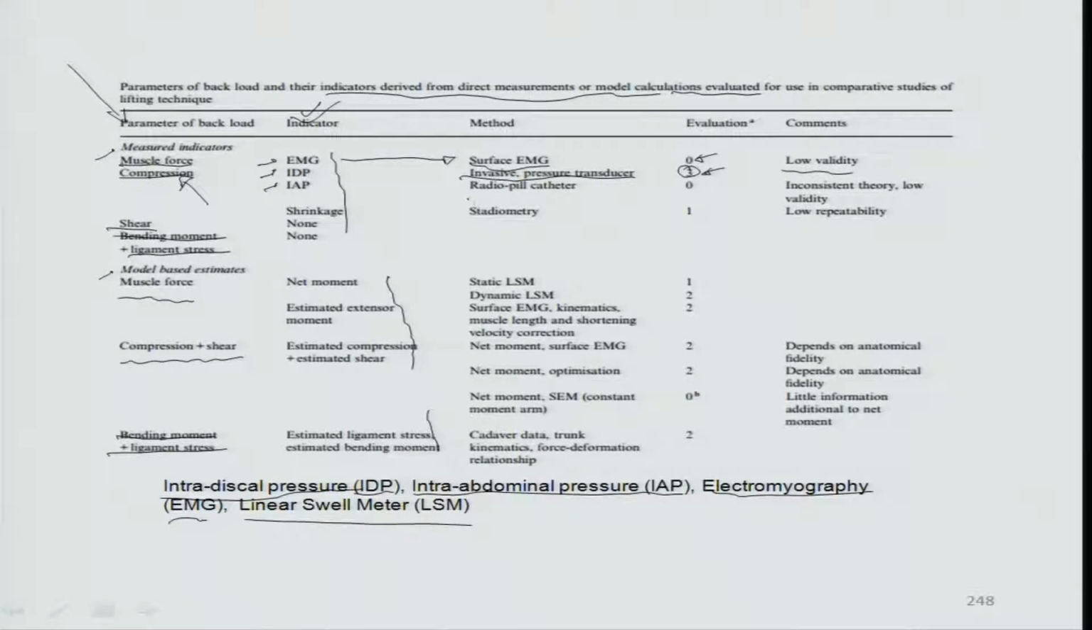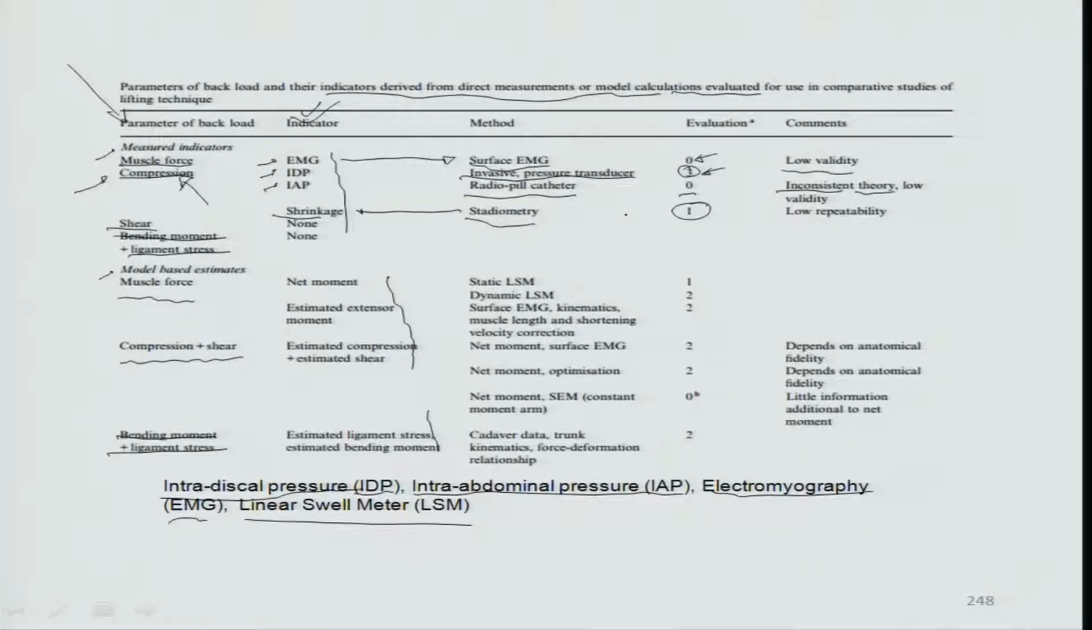Similarly, there is this radio pill catheter which is used for the abdominal pressure, but it has relatively lower validity towards ascertaining the muscle force compression in the spinal region. So there is some inconsistency in assuming that an abdominal pressure increase means a spinal pressure increase. It may not always be necessary. And then there is also a stadiometry technique which observes the shrinkage. Shrinkage is the indicator measured through this, which has an evaluation rating of about 1.